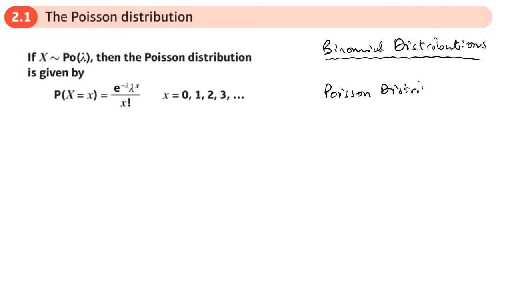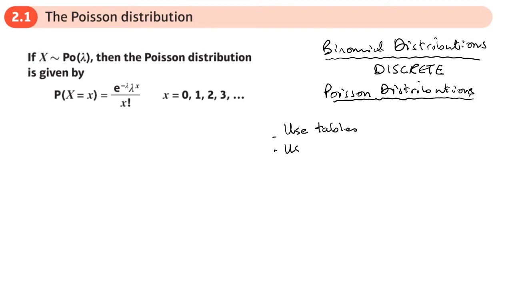Okay, so both of these distributions are for discrete data, which means that if we want to work out the probability between a set of numbers, we can add up those values. We need to do something if I want to work out the probability of something less than or greater than something. And just like the binomial distribution, we can use tables to find values, and also we can use our calculator. And we'll look at how we do that.